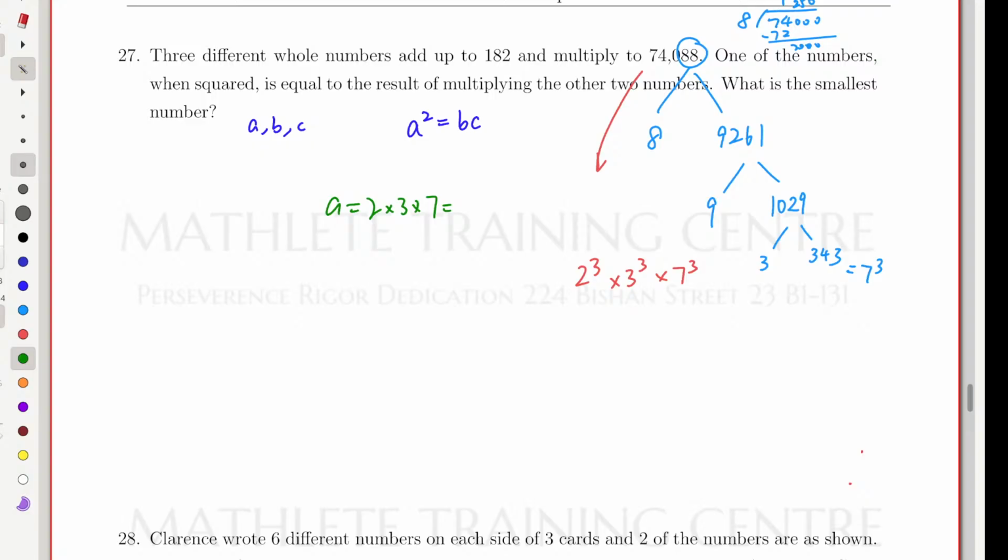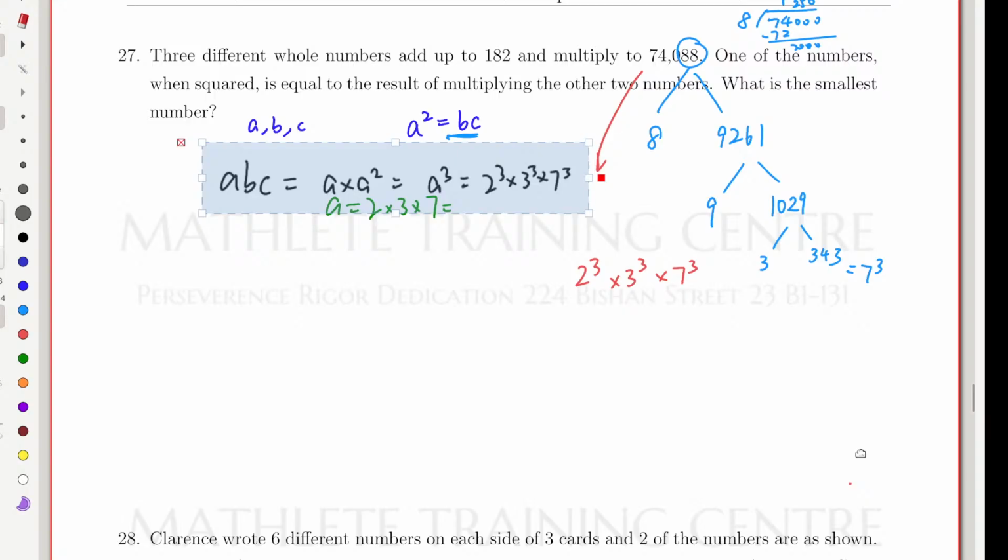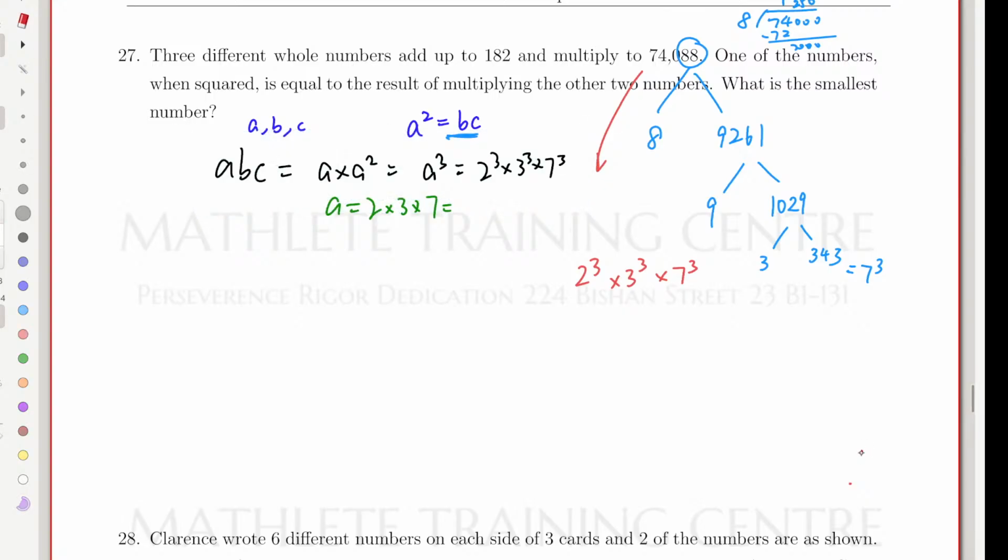Because the remaining two numbers, if you do them, b times c is equal to a squared. So actually, what we can notice is that a times b times c is just going to be a times a squared, which is a cubed. So a cubed is 2 cubed times 3 cubed times 7 cubed, right? So that's the reason why a is actually 2 times 3 times 7. A will be 42.